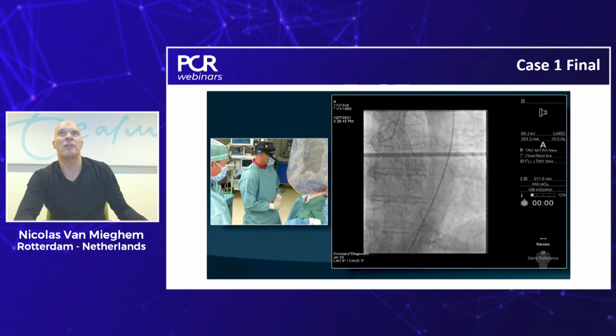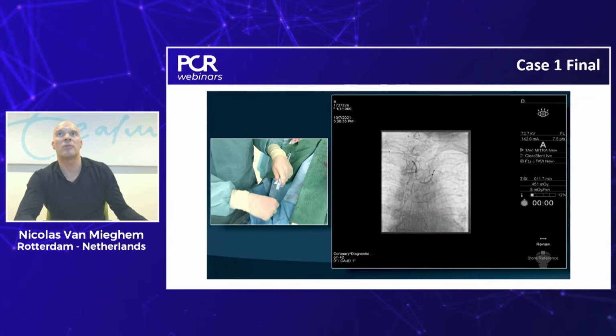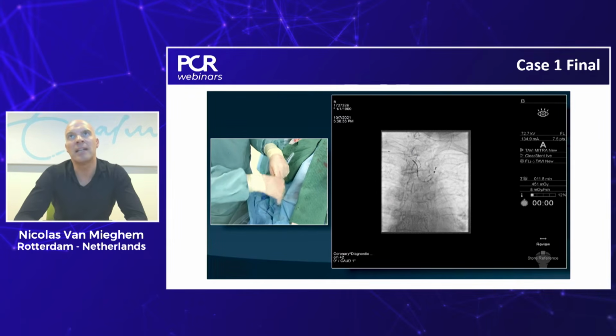Perfect. So maybe take us through how the case finished, Nico. We saw a nice stable implant. What were the hemodynamics afterwards? And in terms of reducing the risk of PVL, how did you do with this heavily calcified valve using the Navitor system? So here the valve is in, and then you can see by aortogram there is no PVL.